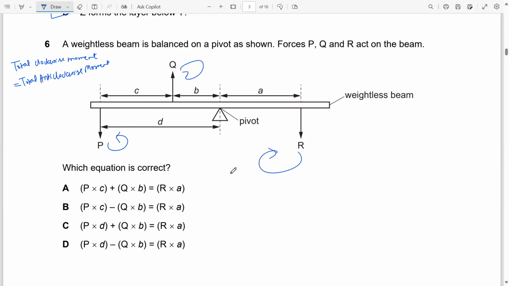Moment is defined as force times perpendicular distance from the pivot. So for force R, the moment will be R into A. For Q it will be Q into B, and for P it will be P into D. So total clockwise moment, R into A plus Q into B, is equal to P into D, that is the anti-clockwise moment. So option D is the correct one.